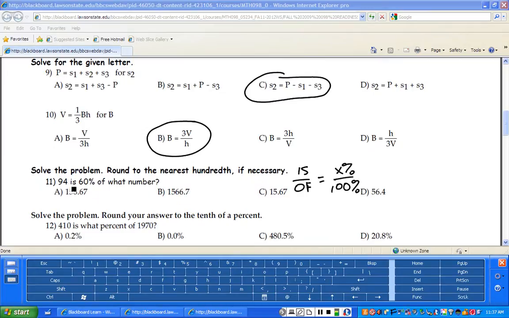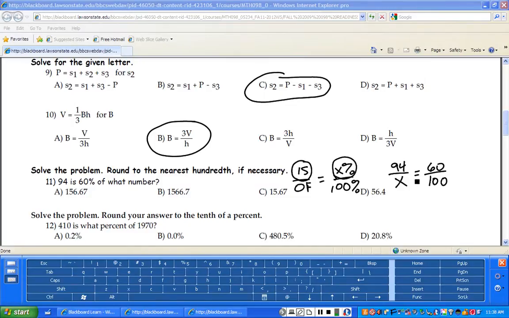Now they say 94 is, so since 94 is, 94 would go right here. Is 60%. 60% would be this percent right here. So we set this up by saying 94 is 60% of what number? Of is on bottom. Of what number means we don't know the number, so we represent that by X, and we know this is 100. You always will have 100 at the bottom on the percent side.